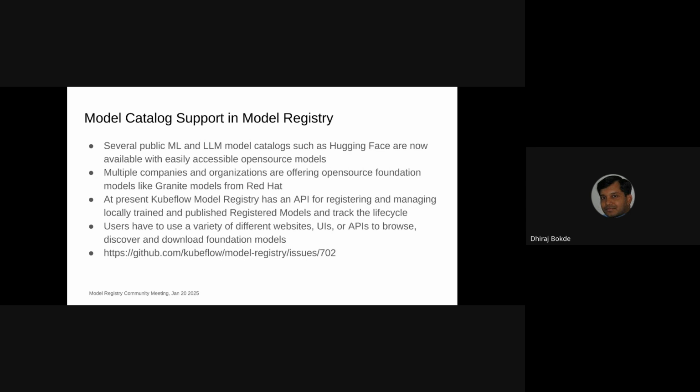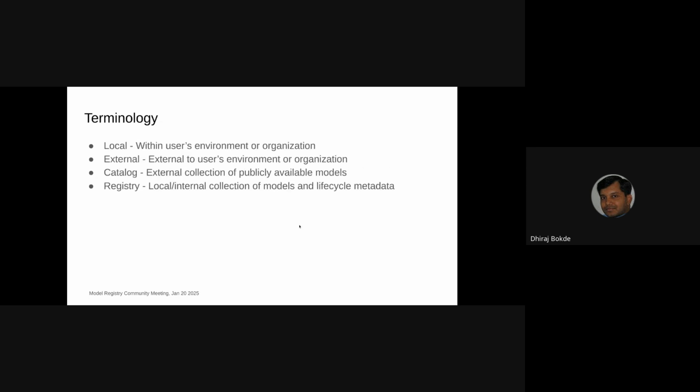and then start using those models. If they want to use them with Model Registry, then they have to explicitly, manually register the models in the local Model Registry and then start using them, for example, if they want to customize them with their own local training data. So they have to use a different set of websites, APIs, UIs, and it's kind of hard on users. Our proposal is to combine this into a common catalog service for Kubeflow users.